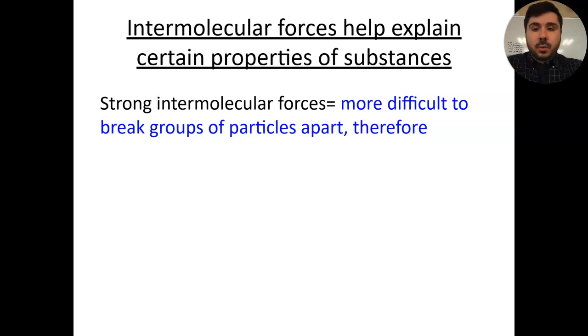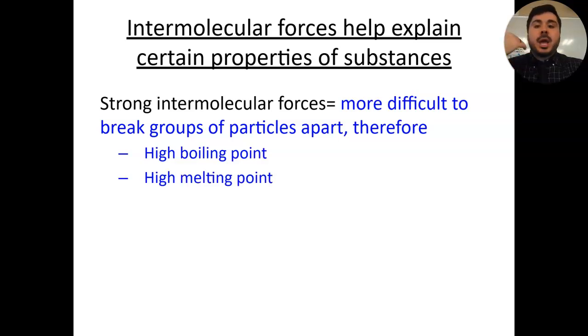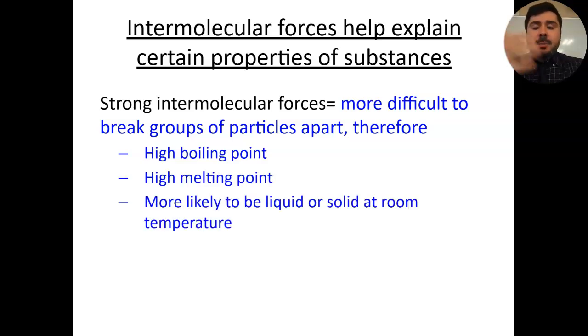Now, when it comes to intermolecular forces, guys, they can actually help us explain certain properties of substances. So, for example, if I've got really, really strong intermolecular forces like hydrogen bonding or even this ionic bonding stuff, that's going to mean it's more difficult to actually break up those particles, and therefore those substances are going to have a higher boiling point, a higher melting point, and are more likely to be liquid or solid at room temperature. Okay. So again, the stronger the intermolecular forces are, the higher the boiling point, the higher the melting point, and the more likely that substance is to be a solid or liquid at room temperature.